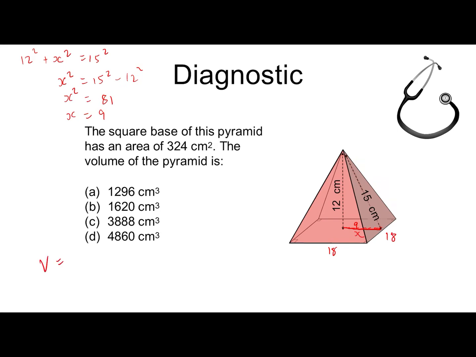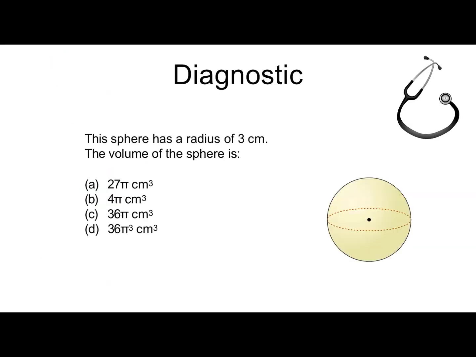Okay, so now we can work out the volume. The volume is going to be equal to 1/3 times the base area times the height, which is 1/3 times 18 squared times 12. And just throw that into your calculator. 18 squared times 12 divided by 3. And the answer is 1296 centimetres cubed. So hopefully that was easy.